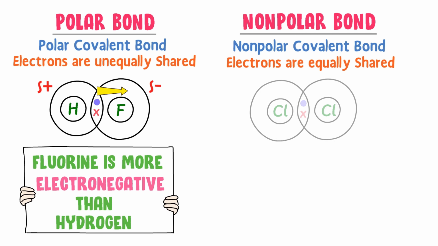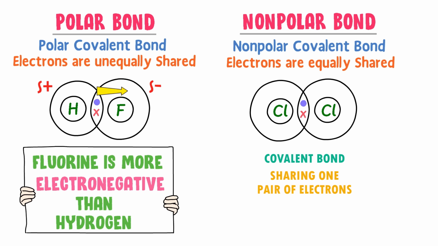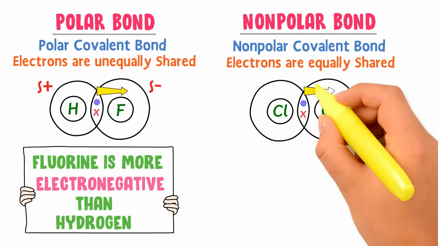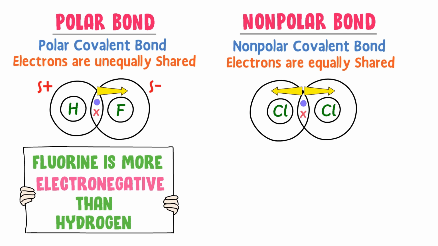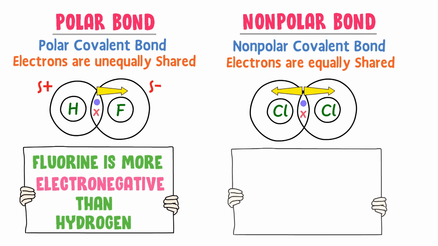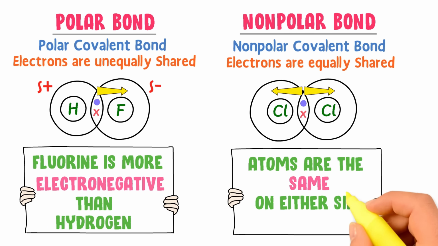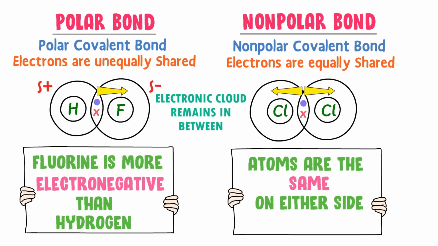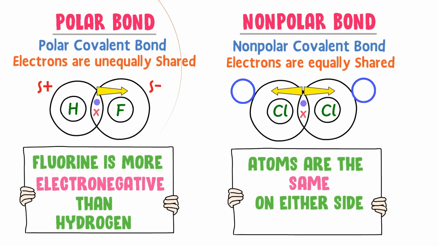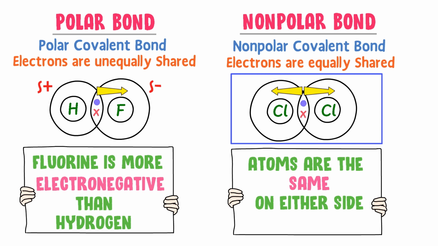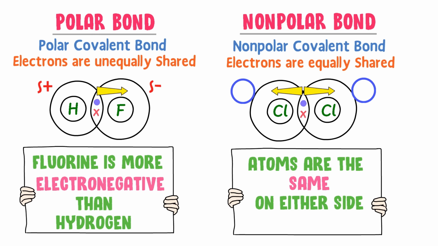Now consider a chlorine molecule. Chlorine atom forms a covalent bond with other chlorine atom by sharing one pair of electrons. Both the chlorine atoms pull the shared pair of electrons equally on either side. It is because atoms are the same on either side, so the electronic cloud remains in between. As a result, no partial negative and positive charge appears on either side. Therefore, the bond between these two chlorine atoms is non-polar because this molecule doesn't have positive pole and negative pole.